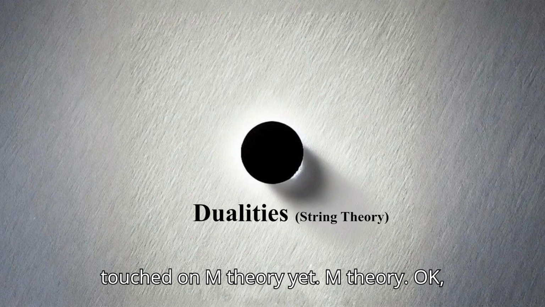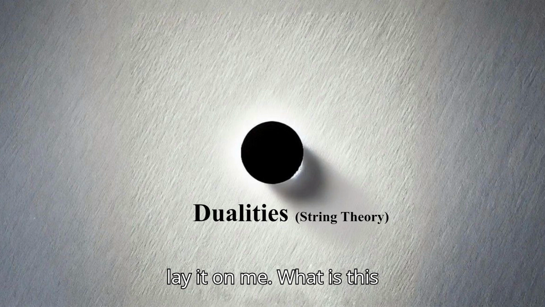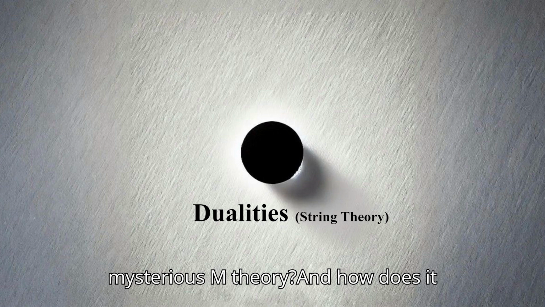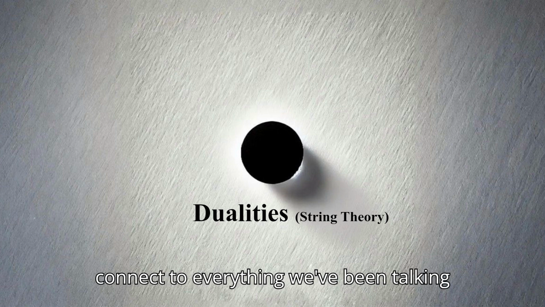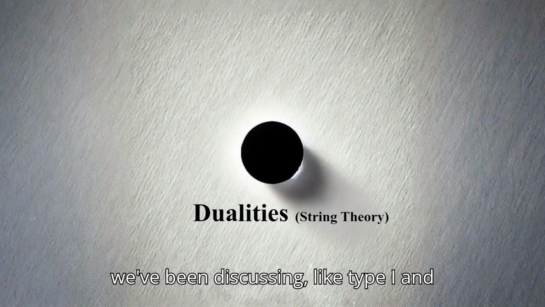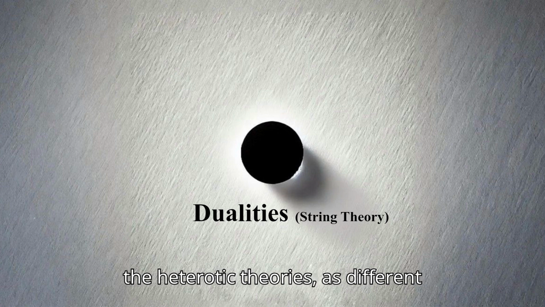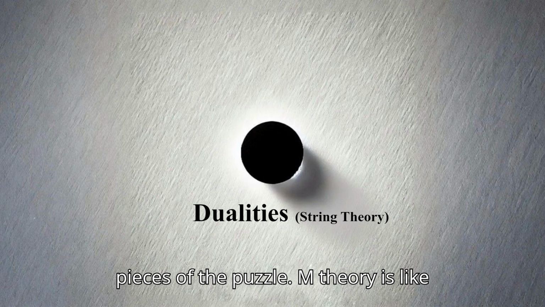Now, are you ready to venture a bit further down this duality rabbit hole? We haven't even touched on M-theory yet. M-theory. Okay, lay it on me. What is this mysterious M-theory? And how does it connect to everything we've been talking about? Think of all these string theories we've been discussing, like type I and the heterotic theories, as different pieces of a puzzle.